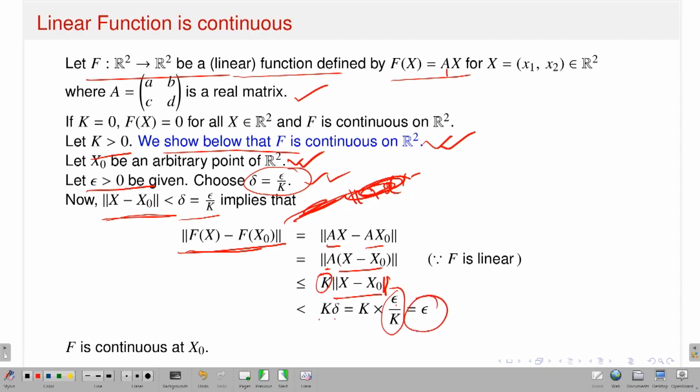So, that means what I have done is that I am starting with epsilon, I am saying take delta equal to epsilon by k, then I am saying that if the norm of x minus x naught is less than that delta, then the corresponding distance between capital F x and capital F x naught is less than epsilon, and that is nothing but the definition of continuity. Therefore, capital F is continuous at x naught, and x naught is an arbitrary point in R2. So, therefore, capital F is continuous everywhere. So, this is the proof from R2 to R2.